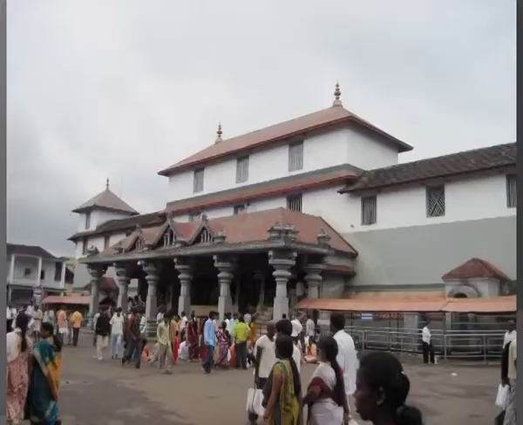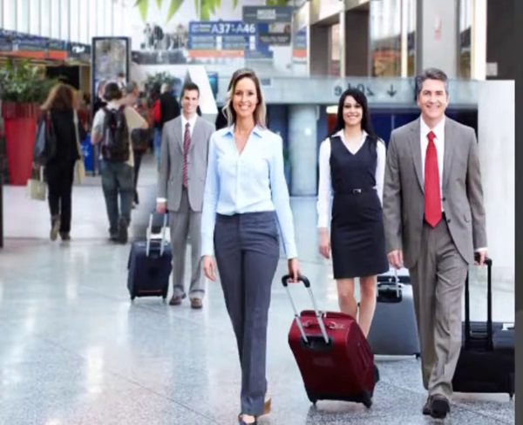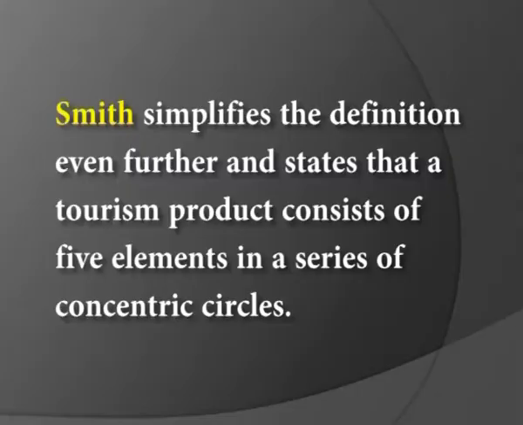Those products which can satisfy the leisure, pleasure, religious or business needs at a place other than the usual place of residence are known as tourism products. Tourism products draw the attention of the tourist to choose a destination. As with all other products in the market, tourism products also generate revenues for the destinations. Smith simplifies the definition even further and states that a tourism product consists of 5 elements in a series of concentric circles.